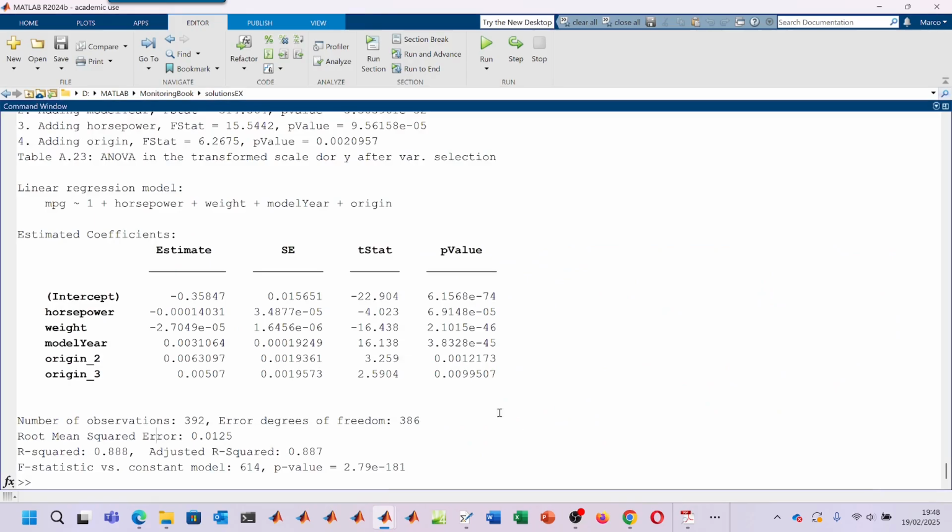This is the MATLAB output for variable selection. However, we checked that the R variable selection gives the same results, and these are the variables that are significant after the variable selection. So we have horsepower, weight, model year, and origin. Note that now both levels of origin are significant. The R square has increased and is now a bit smaller than 0.9.